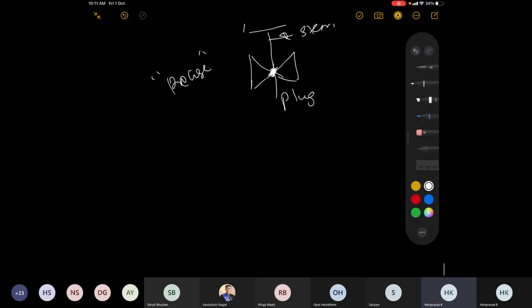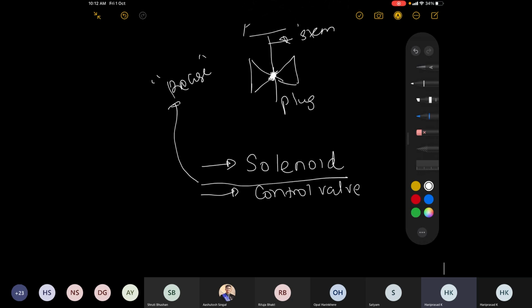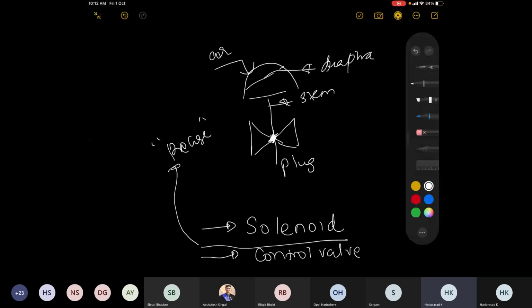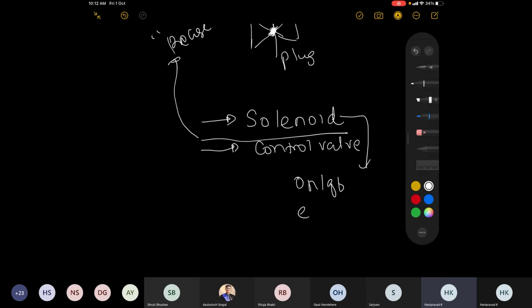So what I'm trying to say is, if you look at an industry, you would predominantly see two types of valves. One is solenoid valves, and the other is control valves. Control valves are mainly used for precise control. Based on the airflow and the diaphragm, you can precisely move the stem up and down. The other sort of valve is the solenoid valve, generally for on-off purposes, to shut off. But it is operated directly based on an electrical signal.